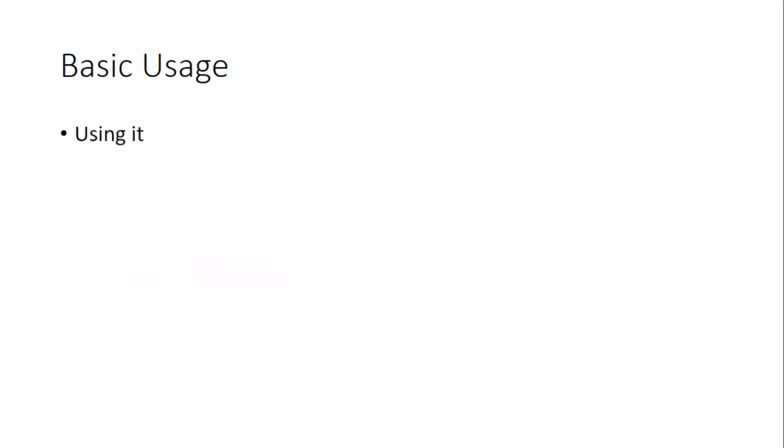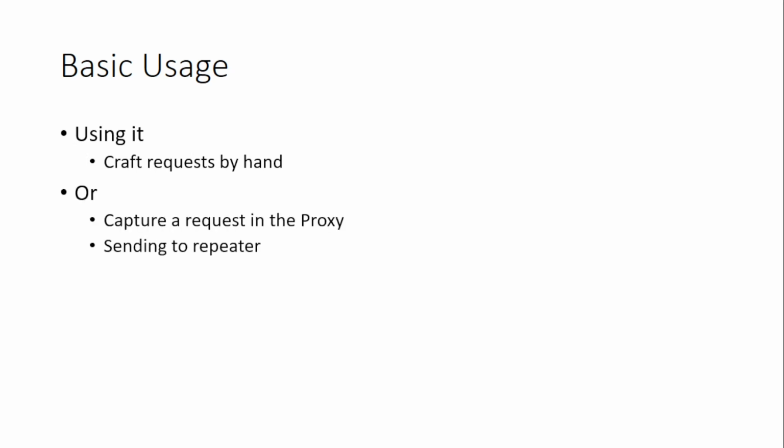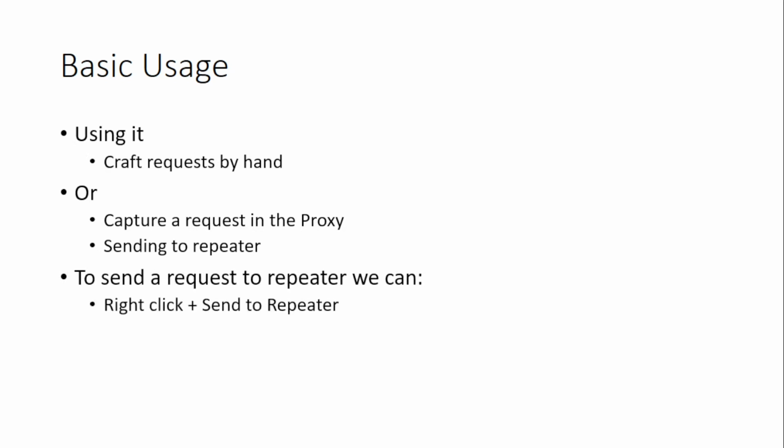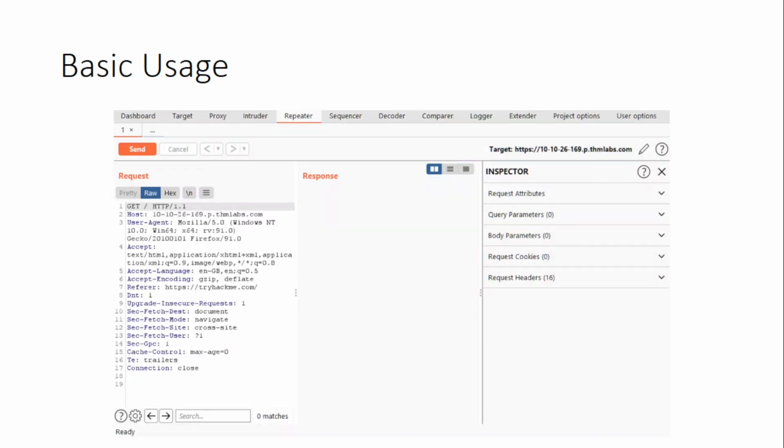So now that we know what the interface looks like, we should definitely get a better understanding of how to use it. While we can craft requests by hand, it's much more common to simply capture a request in the proxy and then send it to Repeater for editing and resending. To send a request to Repeater, we can right-click and select send to Repeater, or we can press Ctrl R, and then we can switch back to Repeater. We can see the request is now available.